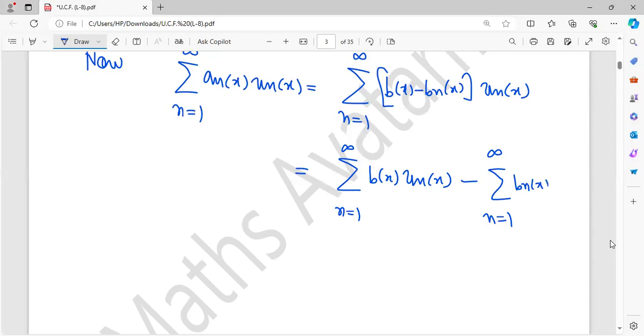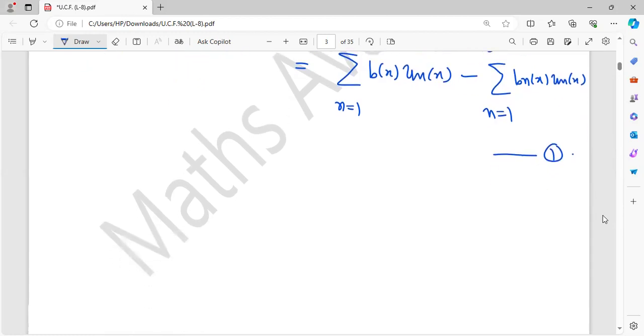B_n(x) u_n(x), so let's call it equation number 1. Now we have to show that this series, the summation of B_n(x) u_n(x), is uniformly convergent. We already know that this series is uniformly convergent. If we can show that this series is uniformly convergent, then by sending it from the left side, we can show that this is uniformly convergent.